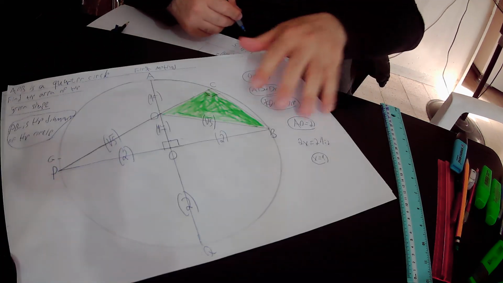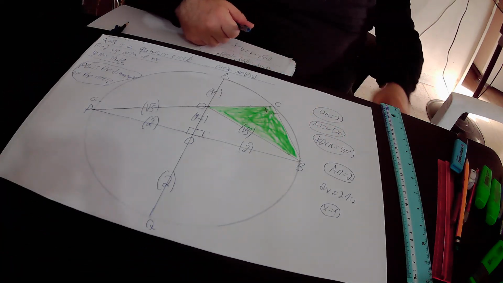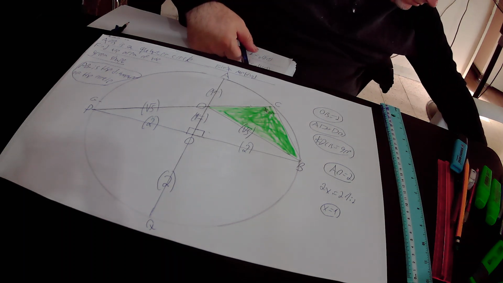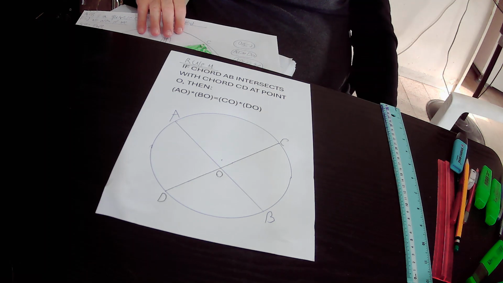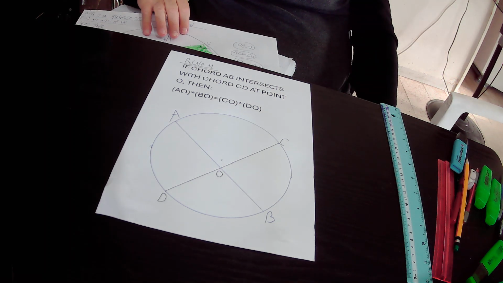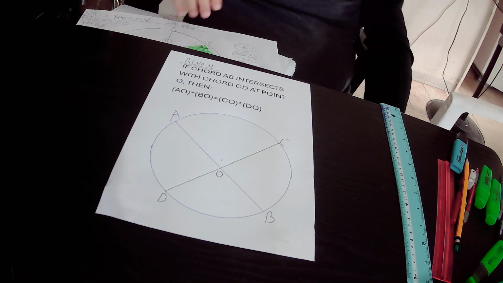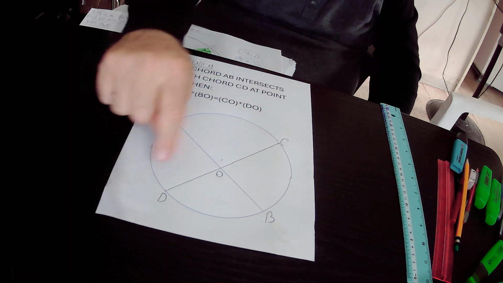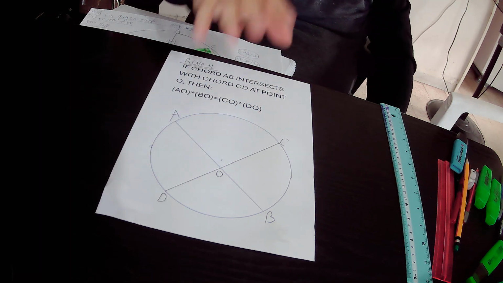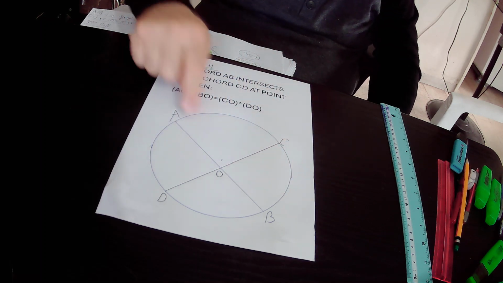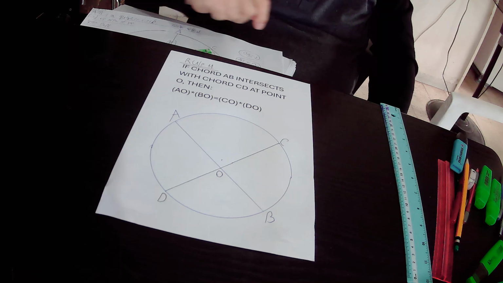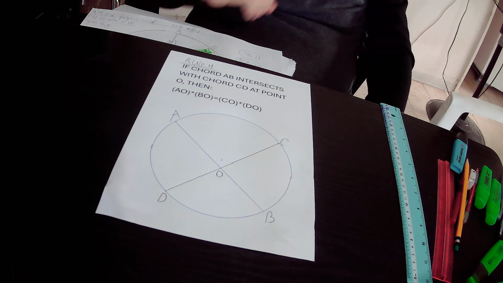So here we can implement rule 11, and I'll repeat it quickly. According to rule 11, if chord AB intersects with chord CD at point O, then the following equation will be true. Here we have chord AB intersecting with chord CD at point O. So in this drawing, the following equation is true: AO times OB equals CO times OD. We can actually implement rule 11 in our drawing.